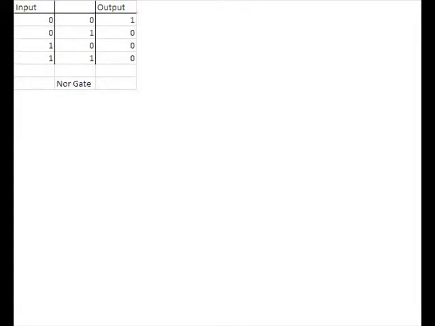For example, a NOR gate will have a negative output if there's any positive input put into it, and only if you have 2 negative inputs will it have a positive output. And the same goes for the NAND gate. The output will look exactly the opposite of an AND gate.